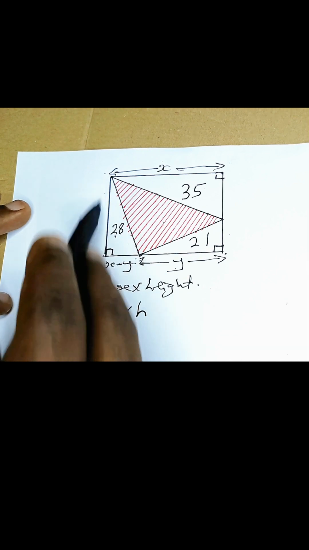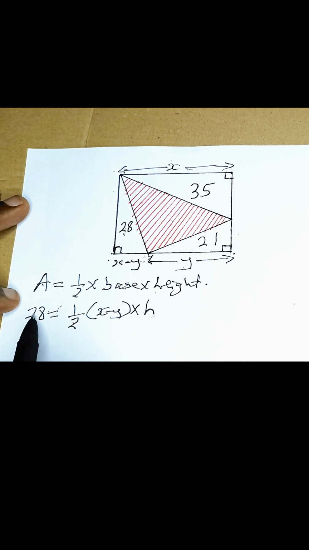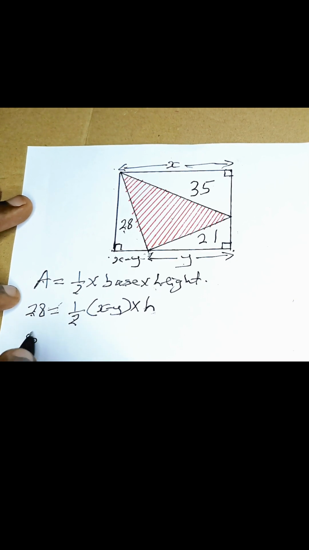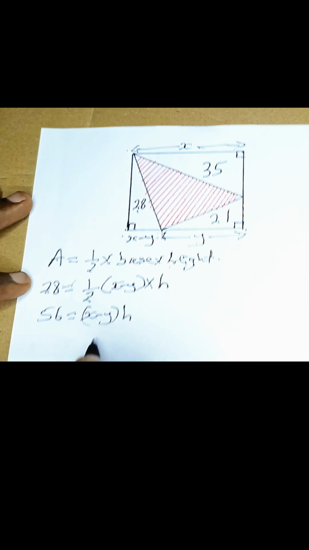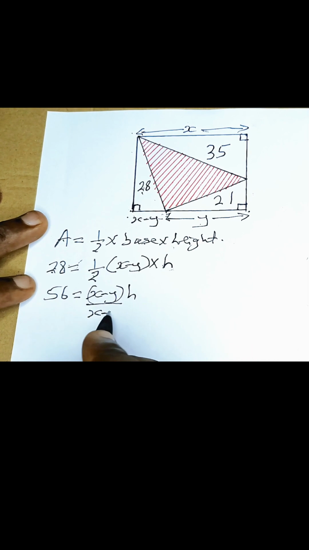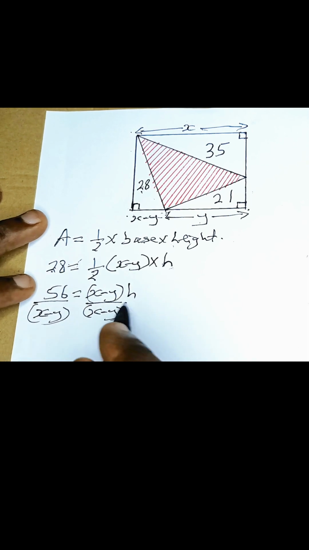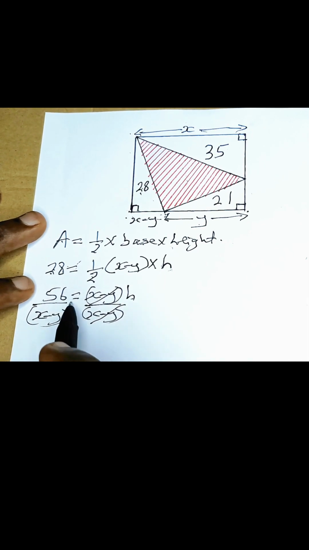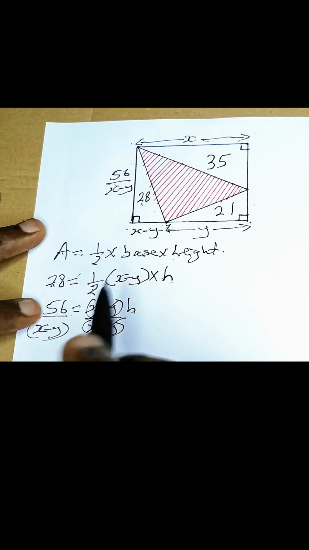Now, we want to get this h, so we want it to be the subject of the formula. What are we to do? We cross multiply first. These two come here, so 2 times 28, that's 56. So we have 56 is equal to x minus y times h. So we divide both sides by x minus y. This cancels this, so our height is 56 divided by x minus y. So we put it here, 56 divided by x minus y.